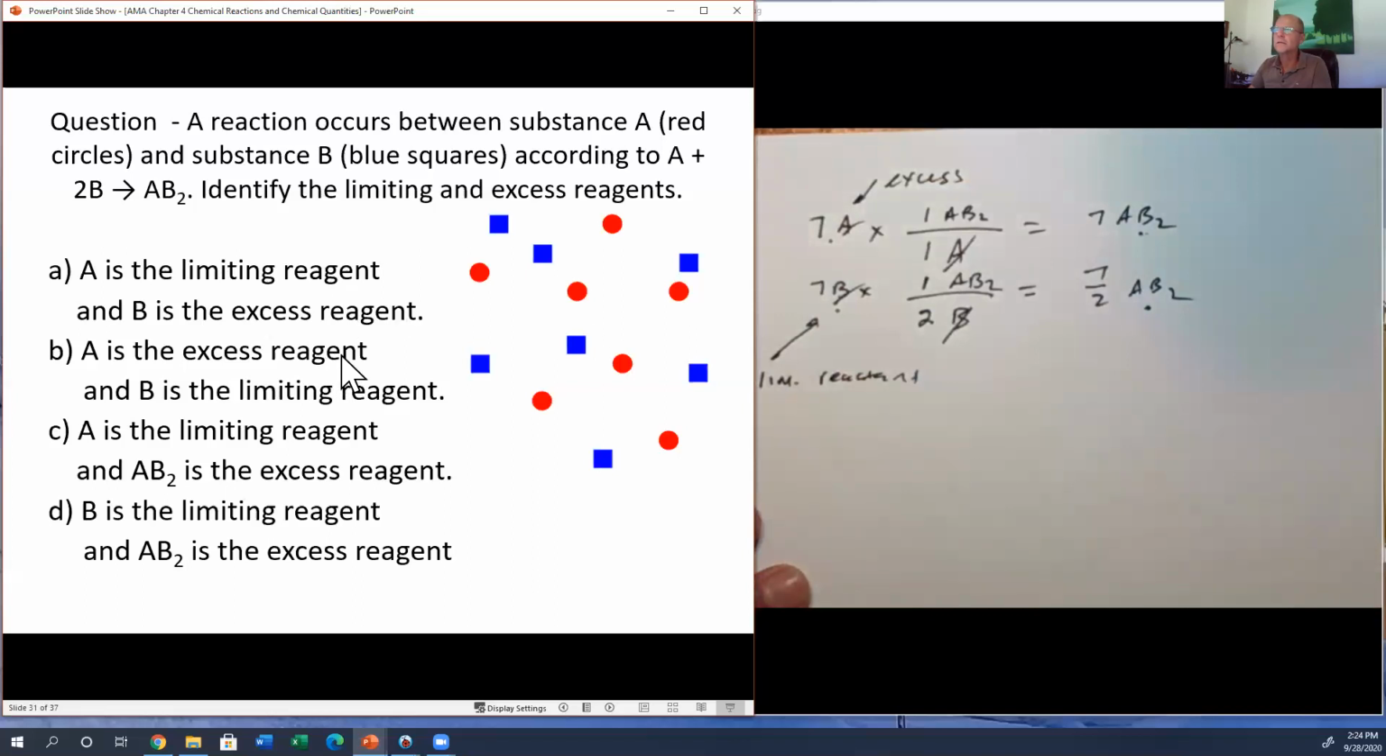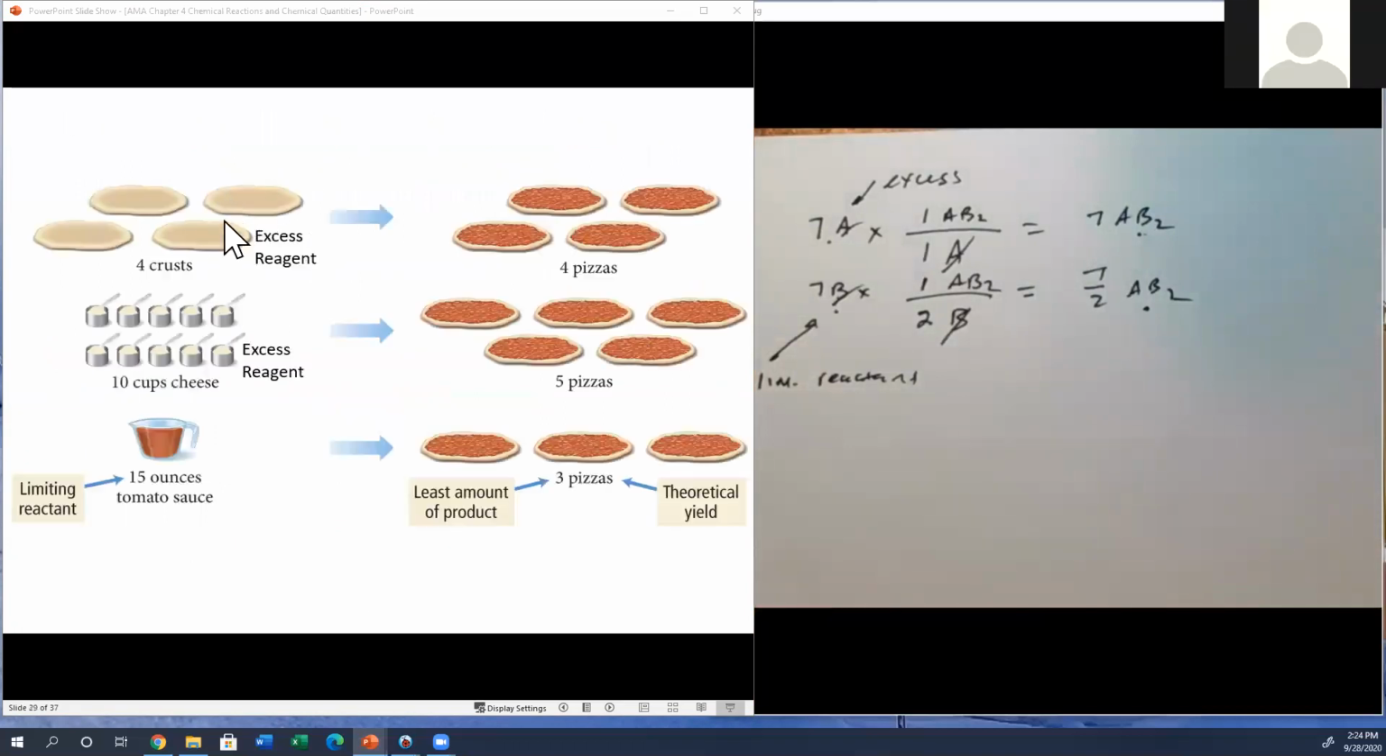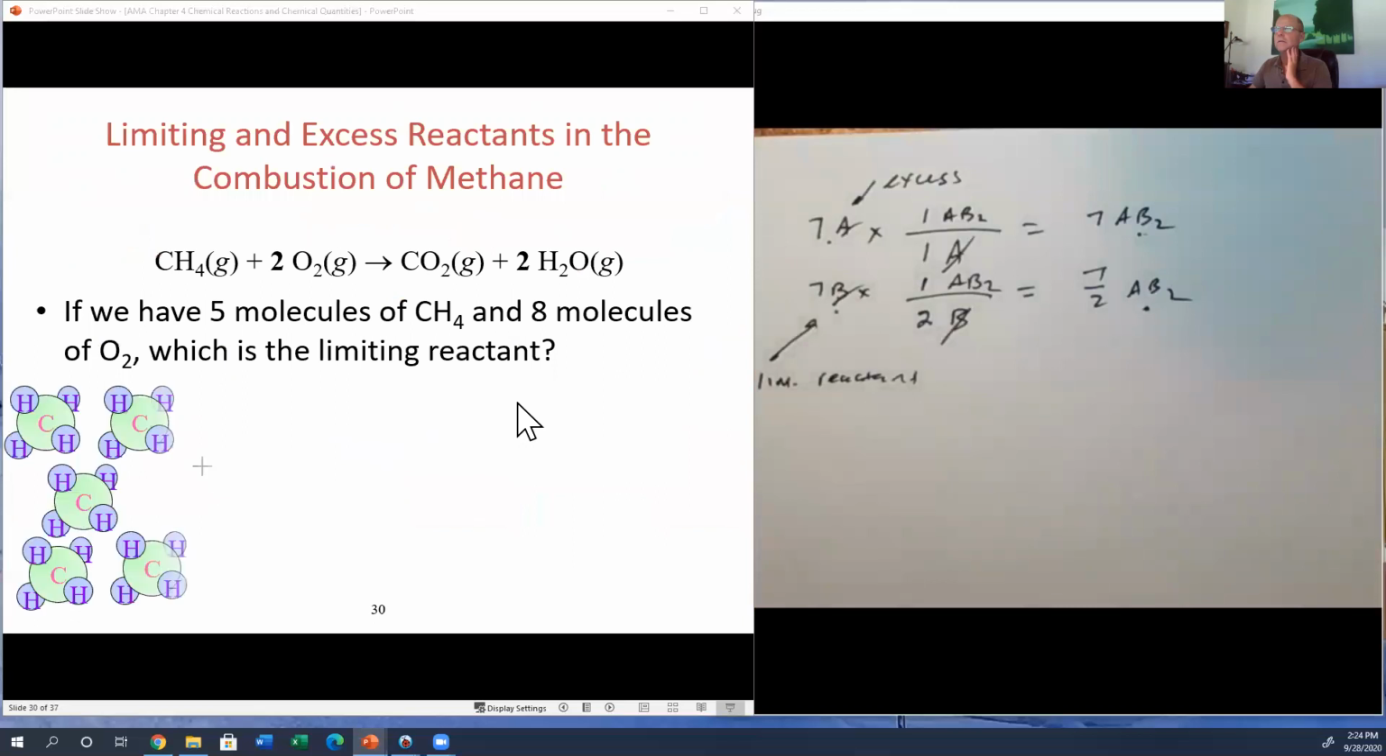So what's the right answer here? B. A good number of you put A, so that's why I worked it out for you here, but it's definitely B. Are there any questions? So again, the principle is this: if you're figuring out what the limiting reactant is, just figure out how much product you can make from each of the starting materials, and the one that makes the least amount of product is the limiting reactant. Everything else is in excess. That's the way you do it.